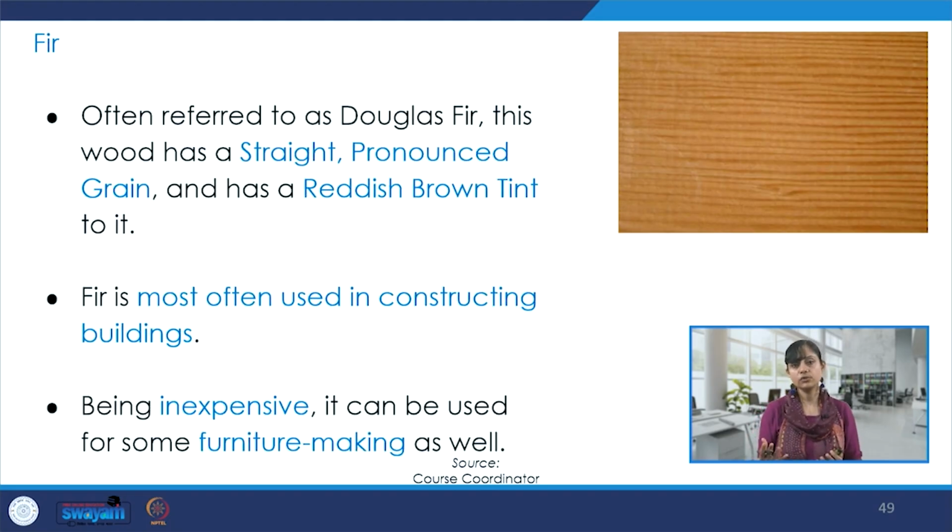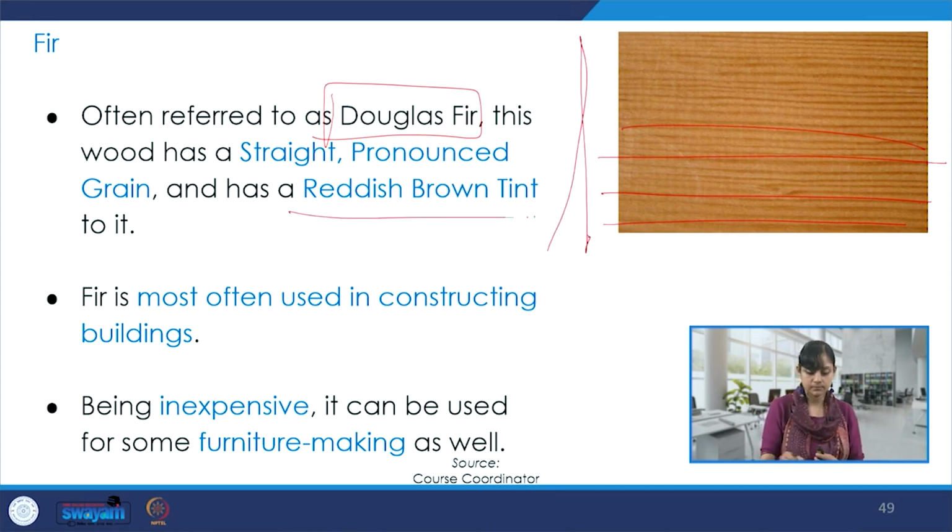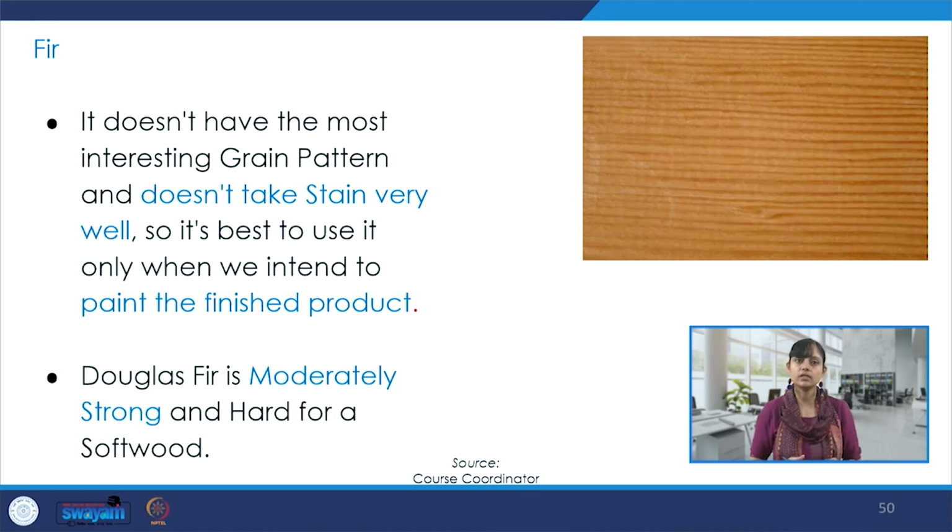Then another softwood which is fir, it is often referred to as Douglas fir. And this also has a straight pronounced grain, as you can see here in this image, quite straight and very pronounced. It has a reddish brown tint again, if you see over here. And it's most often used in constructing buildings. It's not so expensive. It can also be used for furniture making. So there is an all-round use to fir, and it comes quite handy.